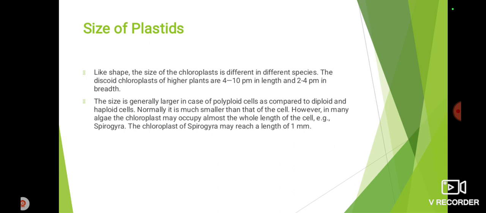Next, size of plastid. Like the shape, size of the chloroplast also differs in different species. The discoid chloroplasts of higher plants are 4 to 10 micrometer in length and 2 to 4 micrometer in breadth. The size is generally larger in case of polyploid cells as compared to diploid and haploid cells. Normally, it is much smaller than that of the cell. However, in many algae, the chloroplast may occupy almost the whole length of the cell. Example, Spirogyra. Chloroplast of Spirogyra may reach a length of 1 millimeter.